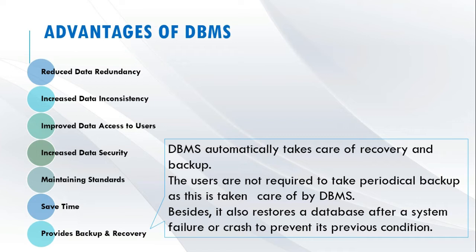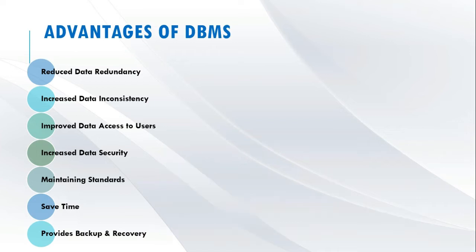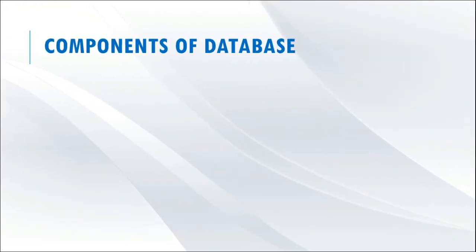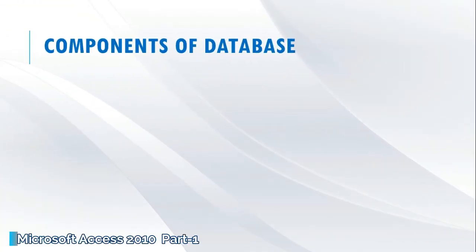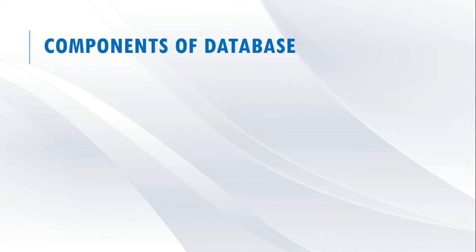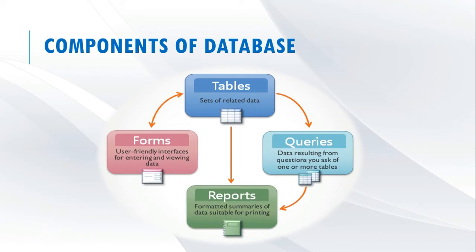So these are some advantages of DBMS, why a DBMS is required. Now we'll move to the next topic, that is components of a database. A database consists of various components. The following are the basic components of the database. You can see this picture. It contains four important components of the database: tables, queries, forms and reports. And all these components are related to each other.